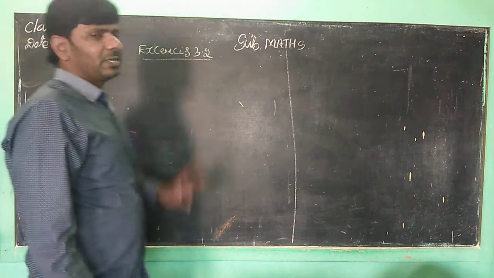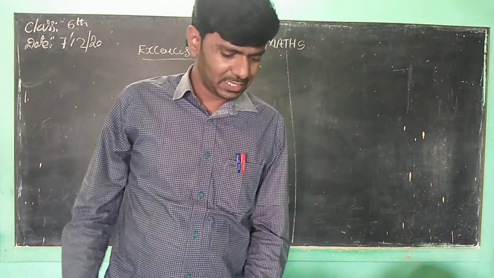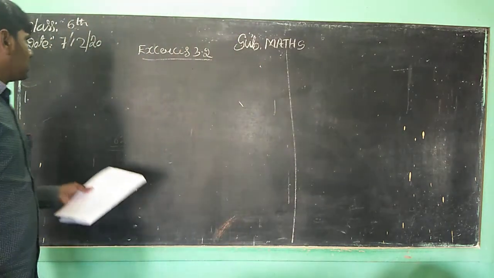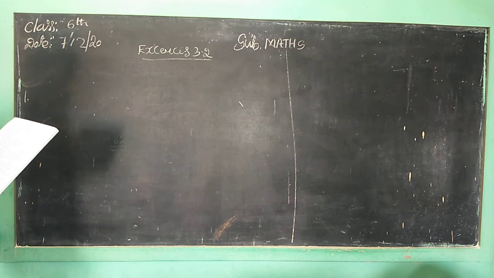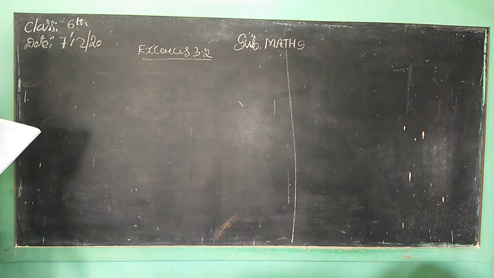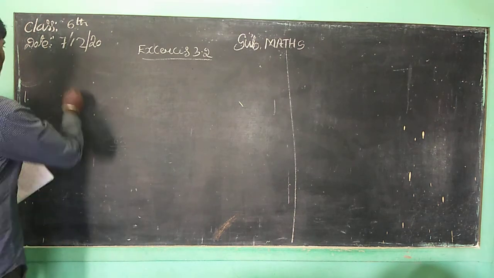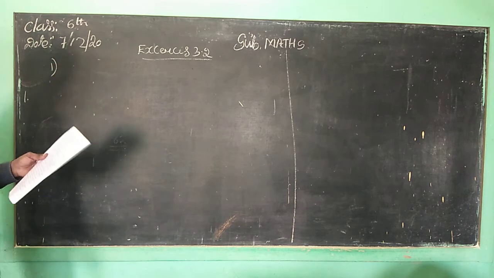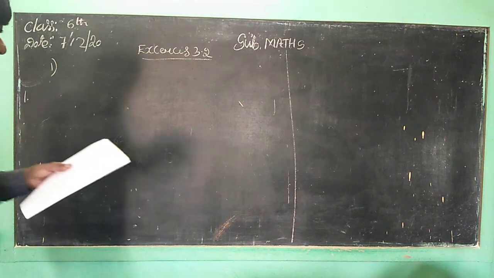Today we want to discuss Exercise 3.2, children. Children, see, what is the sum of any two odd numbers and even numbers? First line of 3.2. What is the question? What is the sum of any two odd numbers?